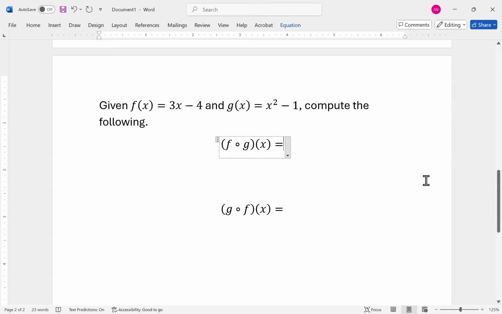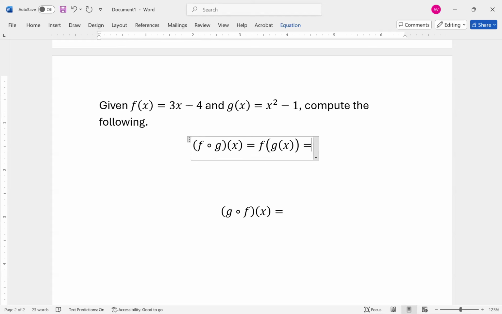I'll start with f of g of x. So what I have to do is realize that the f here is on the left, so that's the outside function. The inside function is the g of x. So basically what that means is I'm going to take the expression of g of x, which happens to be x squared minus 1, and that is going to be the input of the function f. So everywhere I see an x in my original function, I replace it with x squared minus 1.